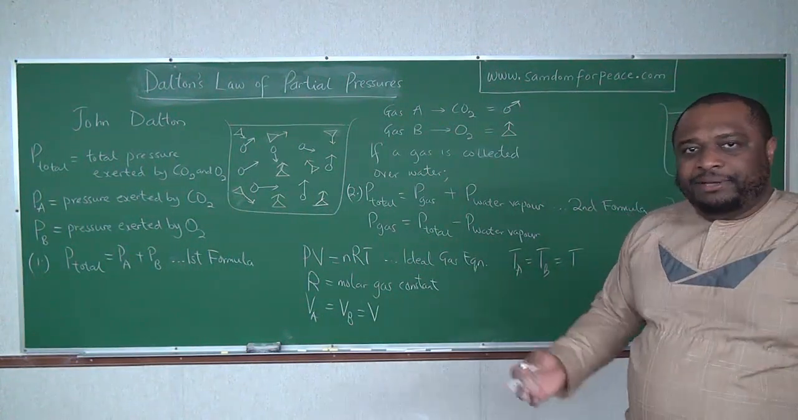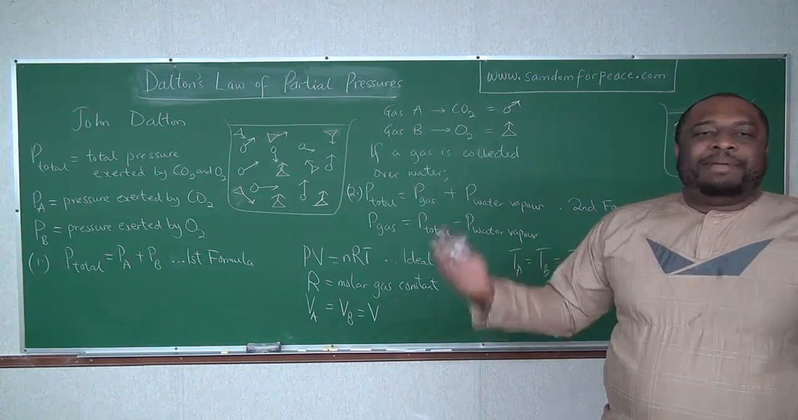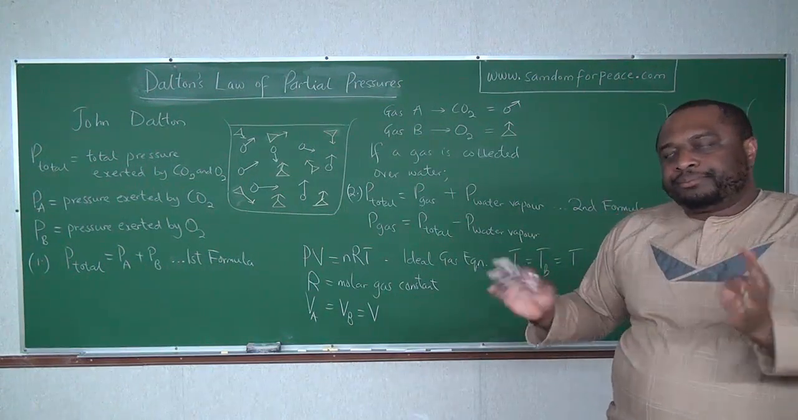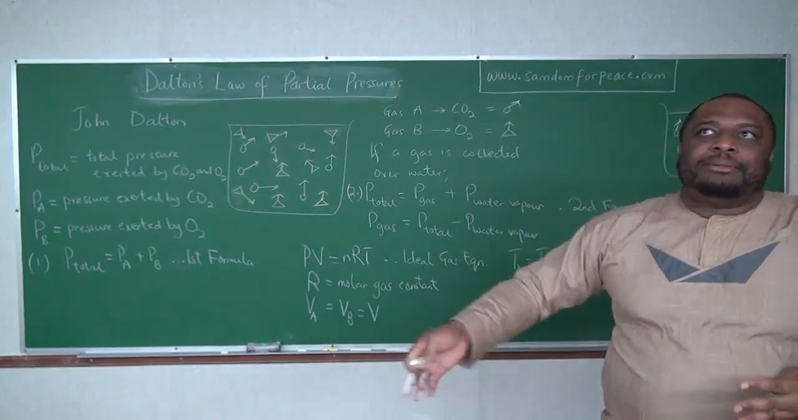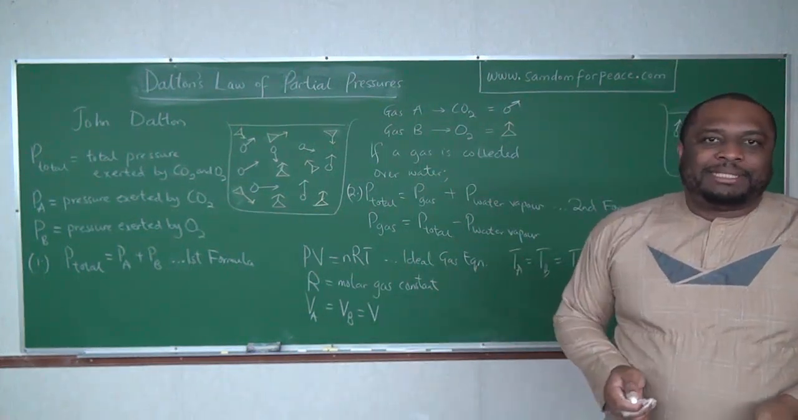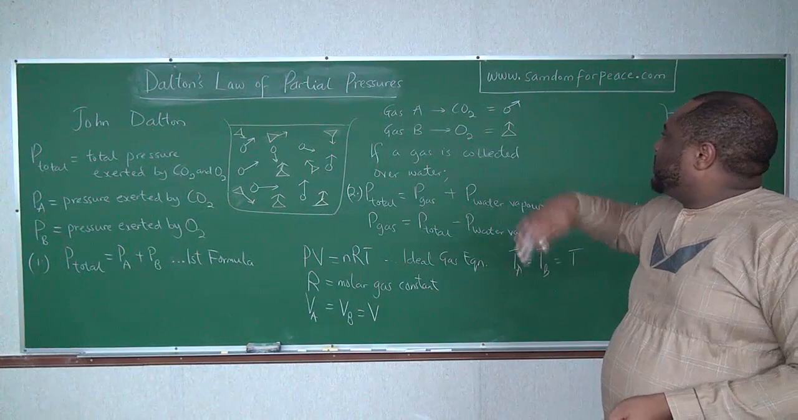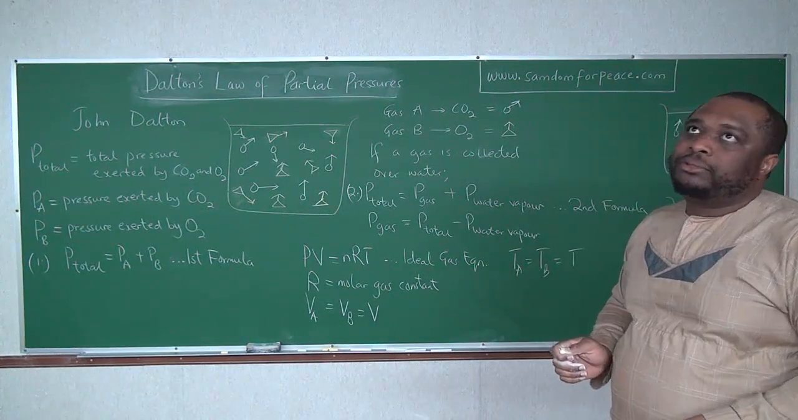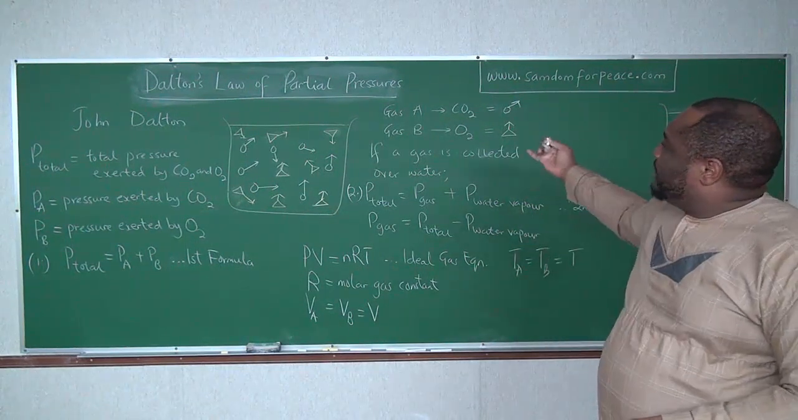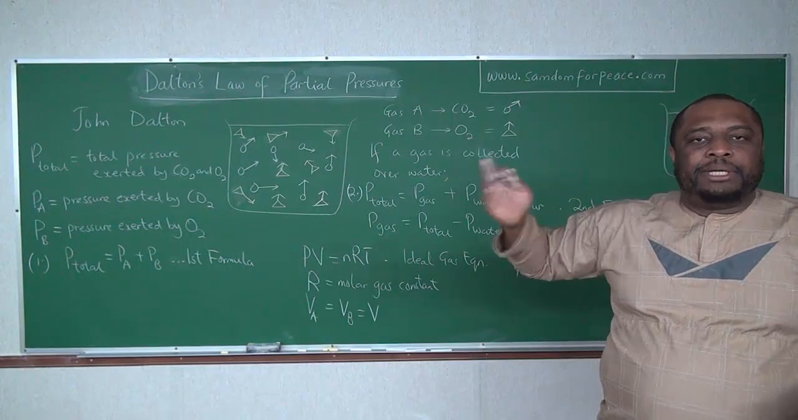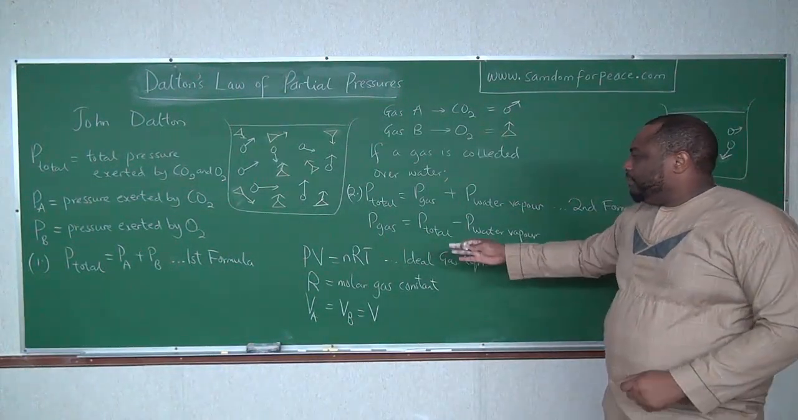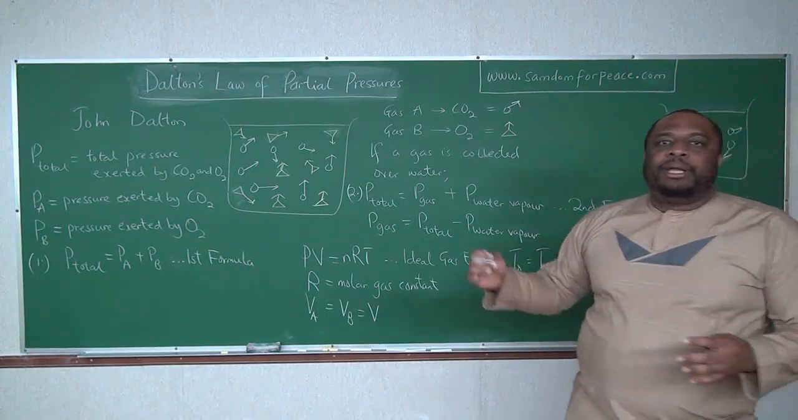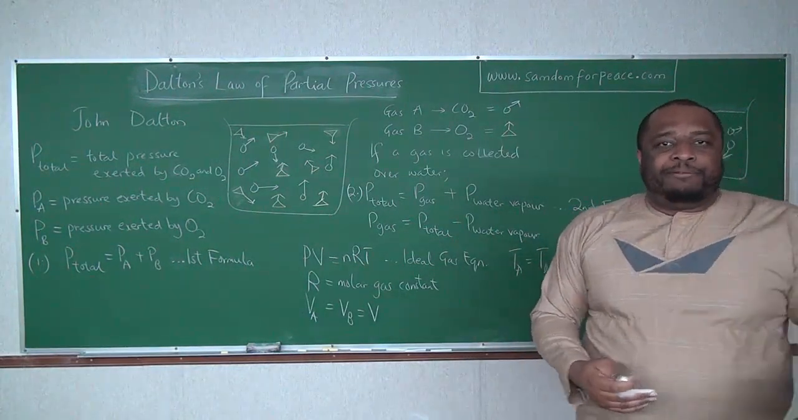It is likely to be different because of their number of moles, which is indirectly because of their molar masses. This has a molar mass of 44 grams, 32 plus 12, 44. And this has a molar mass of 32 grams. So it's different molar masses. So the partial pressure will be different and the number of moles will be different.